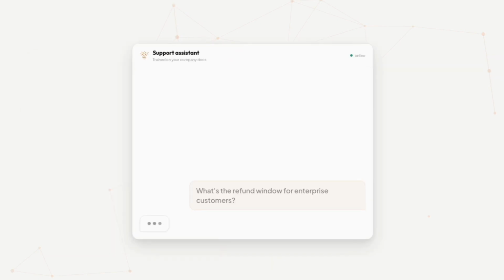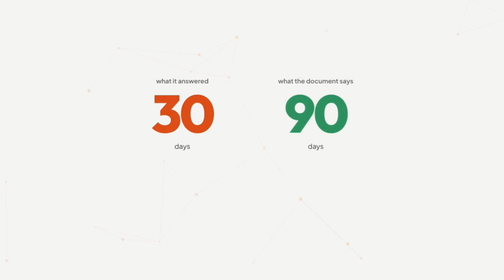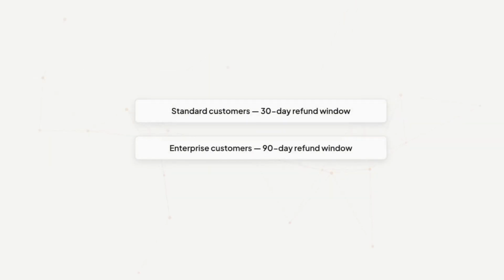The AI answers confidently, but it's wrong. 30 days, it says. The real answer is 90. And here's the part that gets me. Nothing looked off. No error, no warning, no low confidence score. Just a wrong answer that looked completely normal. Which means for every answer your chatbot gives, you genuinely can't tell which one to trust. That's what makes this so frustrating to debug.